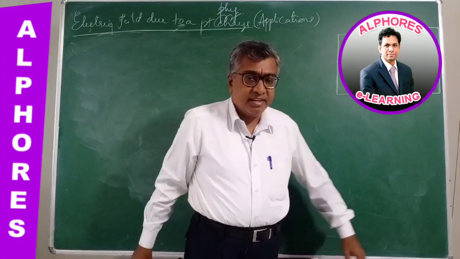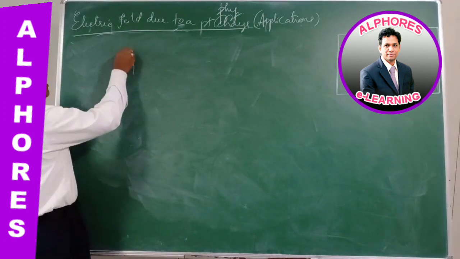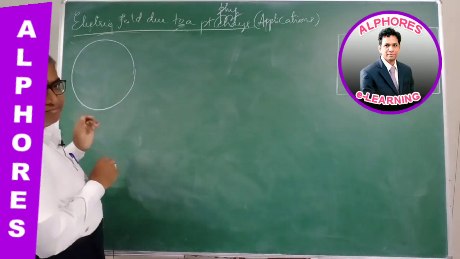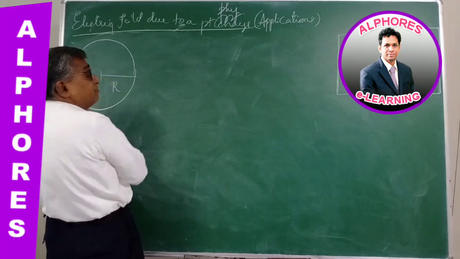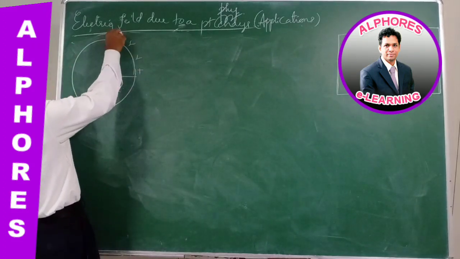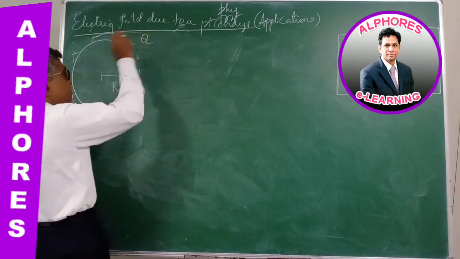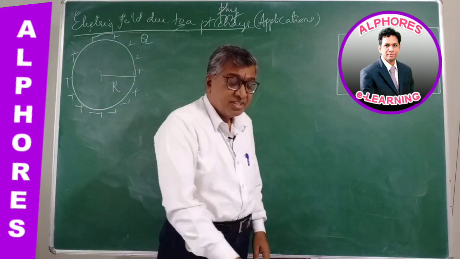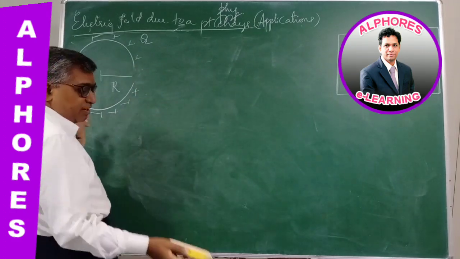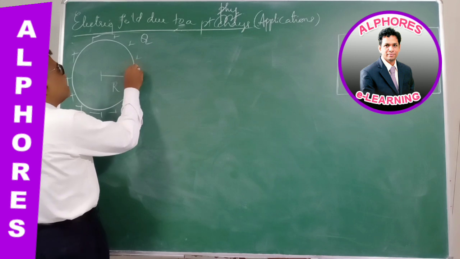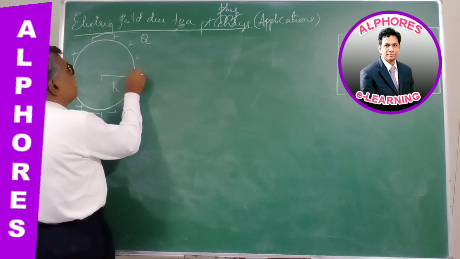Now, in one of the top entrance examinations, a question was asked like this. There was a charged ring of radius capital R, where a charge Q is uniformly distributed over the ring. Now, a very small part of the charge is removed.